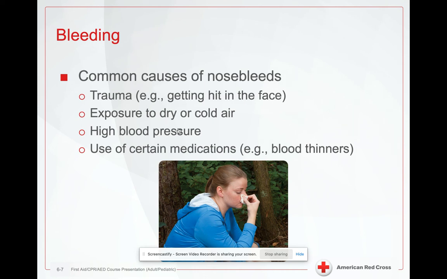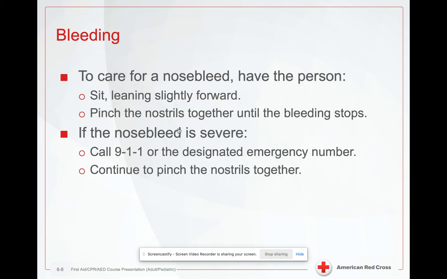So to care for a nosebleed, we want to have the person sit, leaning slightly forward, and we want to pinch the nostrils together until that bleeding stops. We don't want to have them lean back, as that blood could go down the throat, and you could potentially choke or vomit from the taste of the blood. So we'll have them lean forward, pinch the nostrils until the bleeding stops.